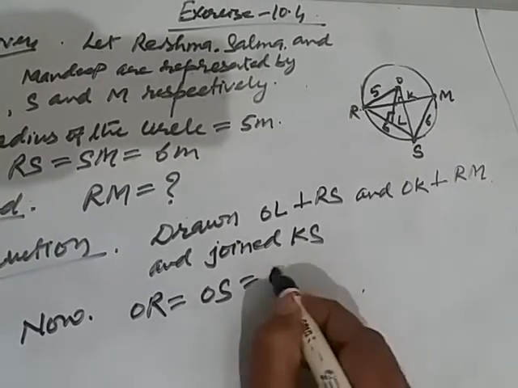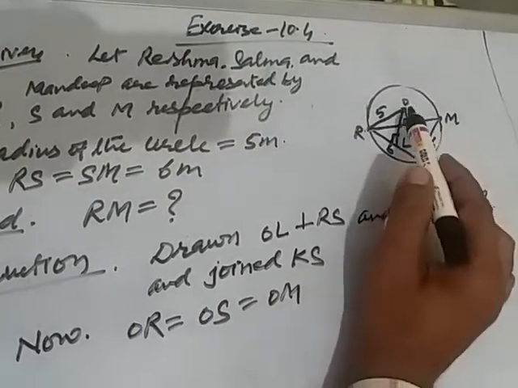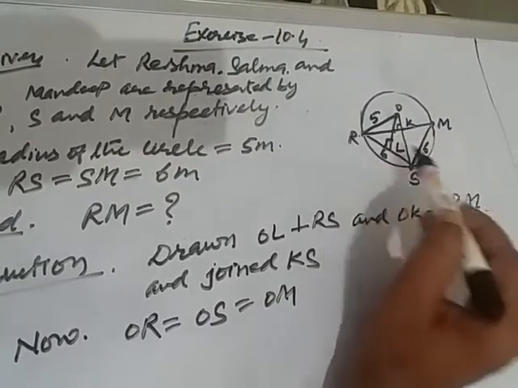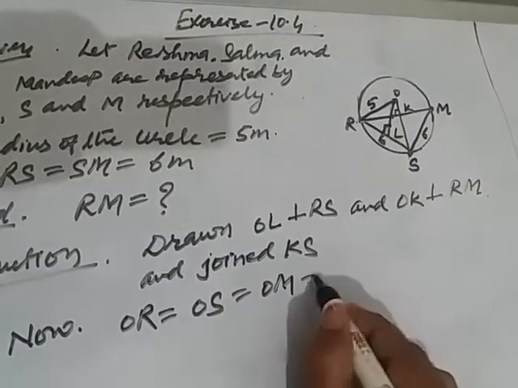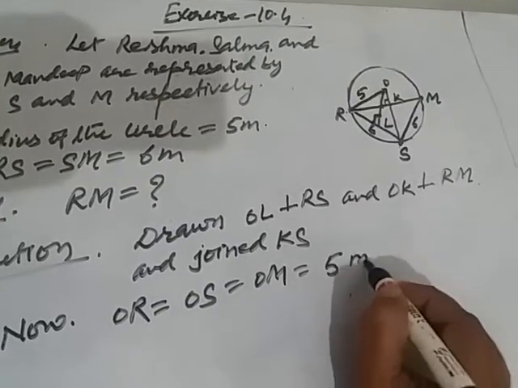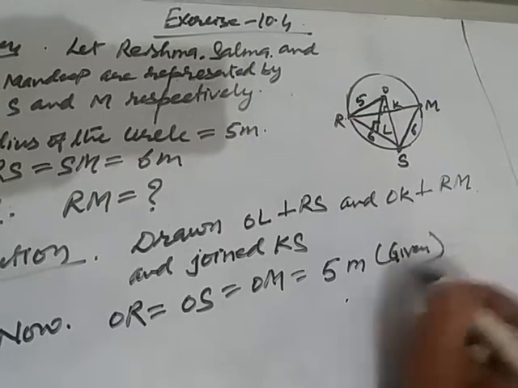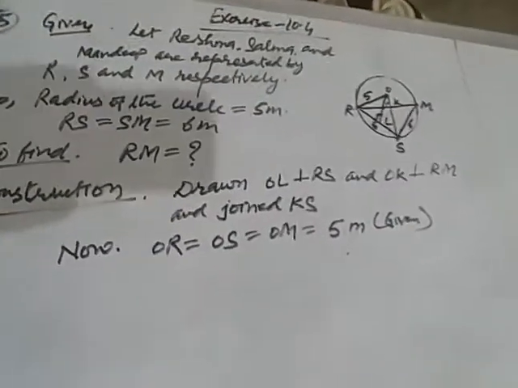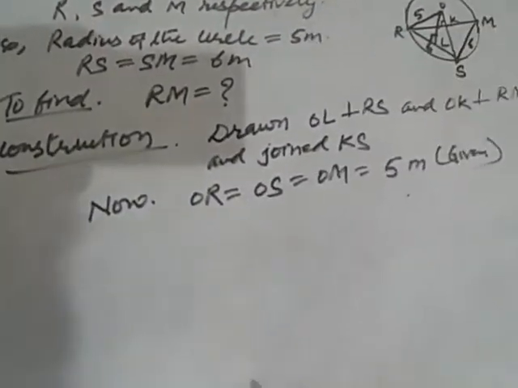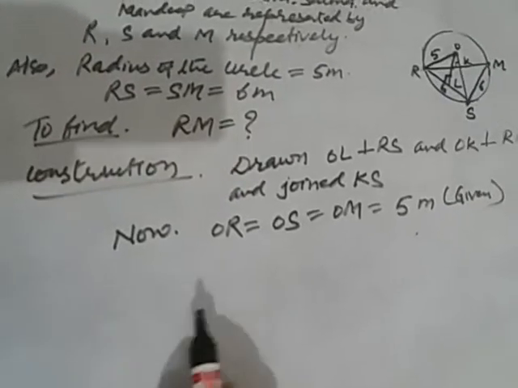OS equal to OM. Means distance from center to Reshma, Salma and Mandeep equal to 5 meter. That is given. Okay, children? Is there any doubt? Now in right triangle OLR.